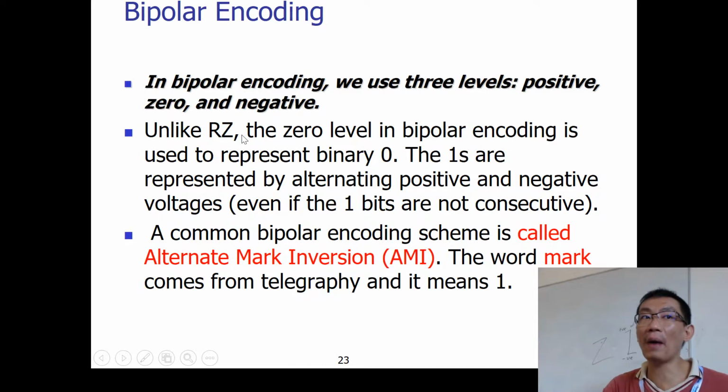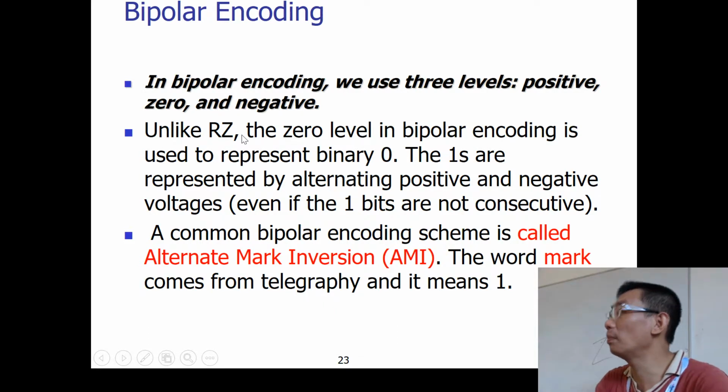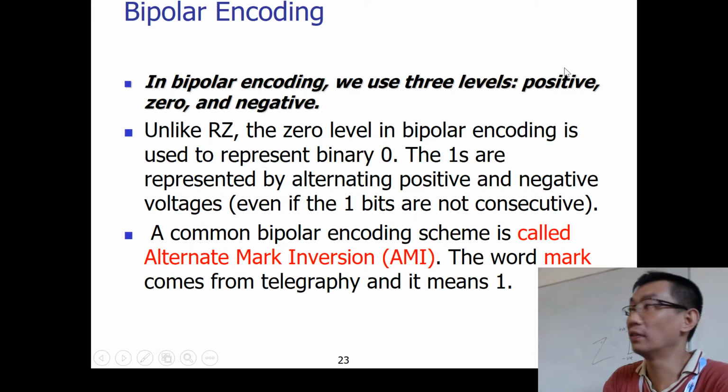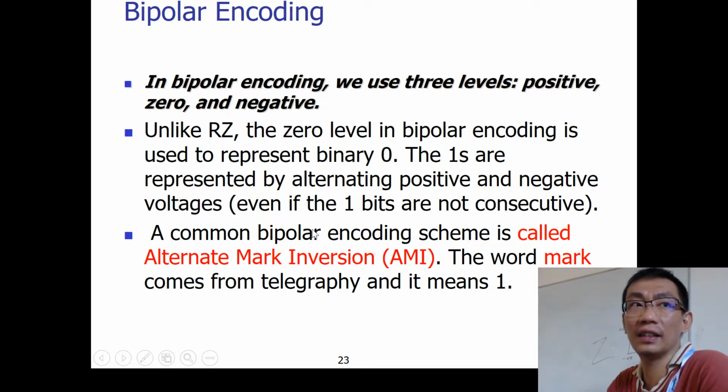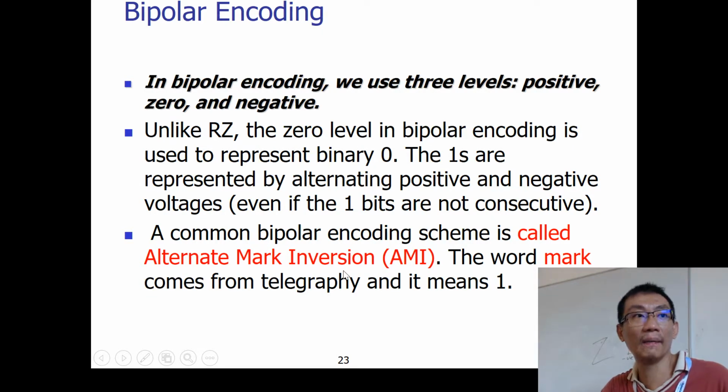Then you also have bipolar. Bipolar means that you use 3 levels: positive, 0, and negative. One of the schemes that you use is AMI, alternate mark inversion. This one I think is used in ISDN and T1, and E1 if I'm not mistaken. They use this line coding.